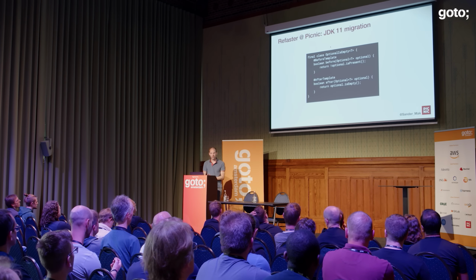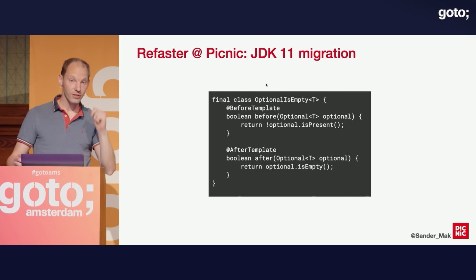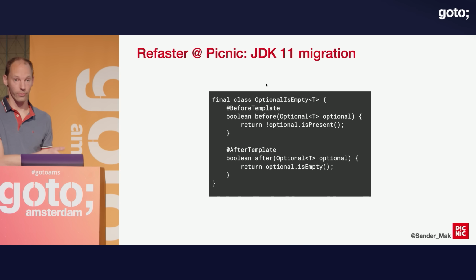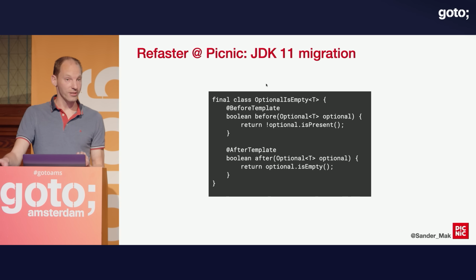So what do we use this for at Picnic? Well, one of the applications here is when you, for example, move from one version of a library to another. And an extreme variation of that is moving from one version of Java to another version of Java. So when we migrated, for example, to Java 11, there's lots of new goodies in the APIs, right?